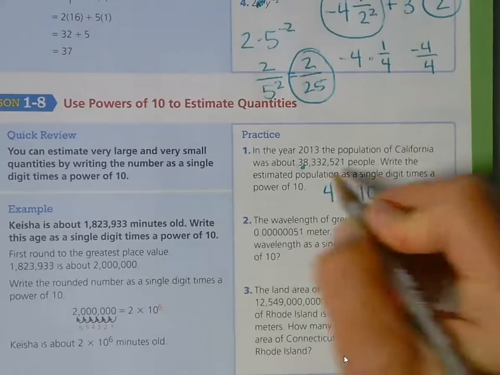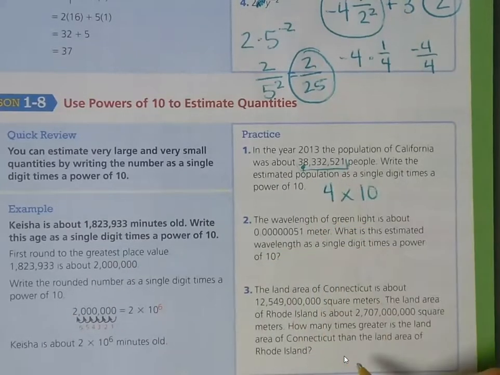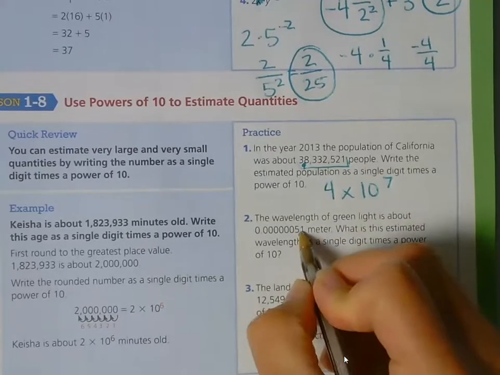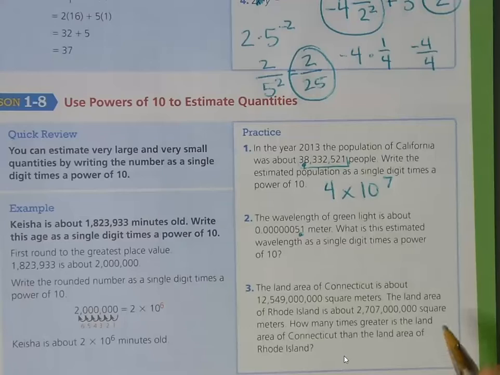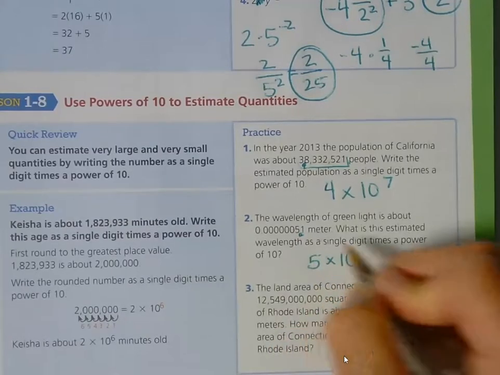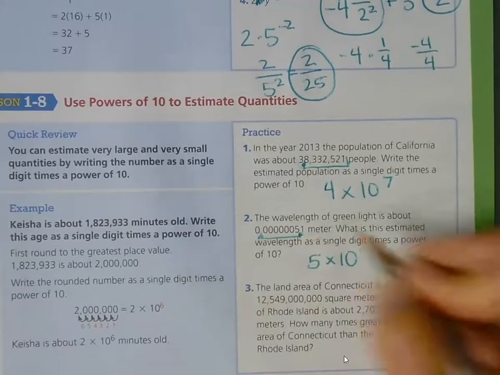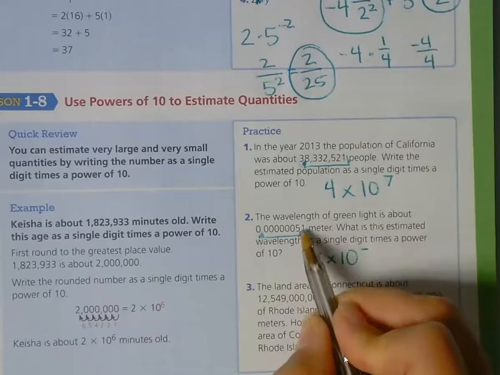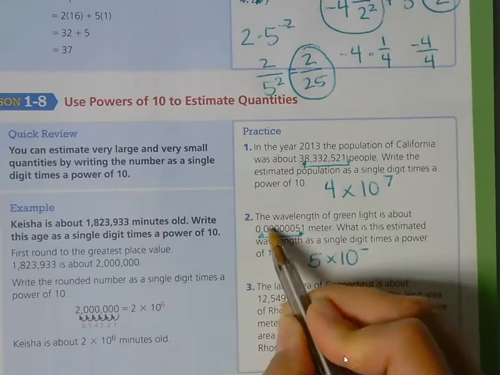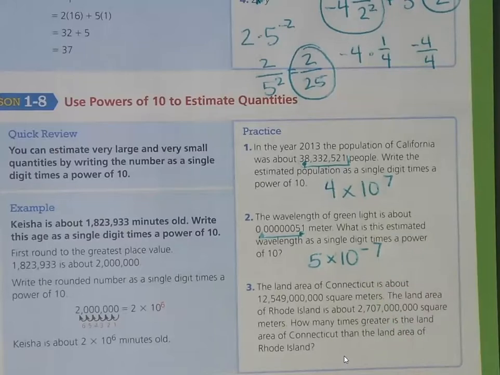And then it's times 10, and then you have to count how many places it moved over, and that would be 7. Okay, this one, put the decimal, so think about 5.1. Is it closer to 5 or 6? It's closer to 5, so times 10, and this time it's going to be a negative exponent because it's a decimal, and you have to count all the places the decimal moved. So 1, 2, 3, 4, 5, 6, 7, so it's negative 7.